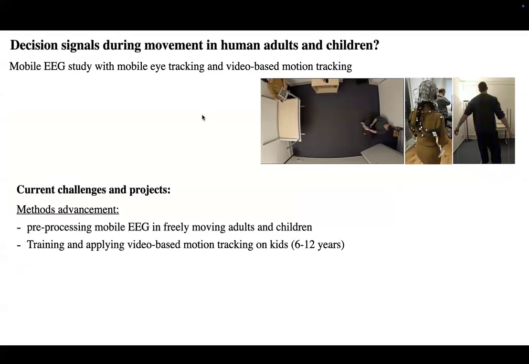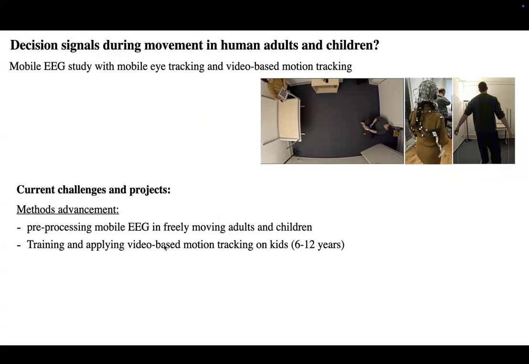And that is also what leads me to the current challenges and projects. So one part would be the methods advancement. And this is now also giving you some hints towards what you could focus on if you decide to write a proposal. But of course, I'm very happy about any other project proposals or ideas. So in terms of methods advancement, we have to figure out pre-processing of mobile EEG in freely moving adults, and most importantly, pipelines that would work in children because they just move differently. They have different types of movement artifacts.